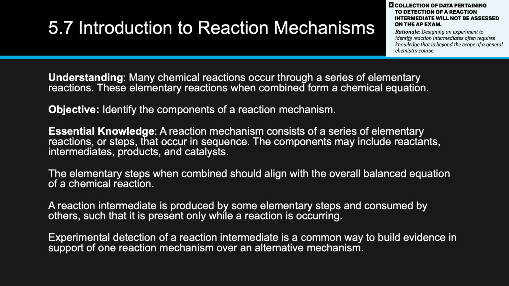All right, hello everyone, and welcome to our lesson on 5.7 and 5.8, which has to do with reaction mechanisms. Today we are going to continue learning that many reactions don't happen in one step. They're going to occur through a bunch of elementary steps known as a reaction mechanism. When all the steps are added together, they should match the overall balanced equation. And mechanisms can include reactants, products, intermediates, and catalysts, and you should be able to identify all of those components by the end of this lesson.